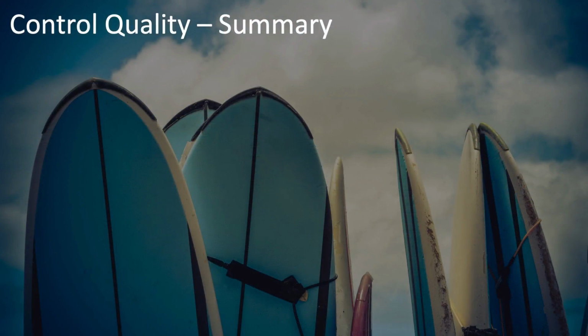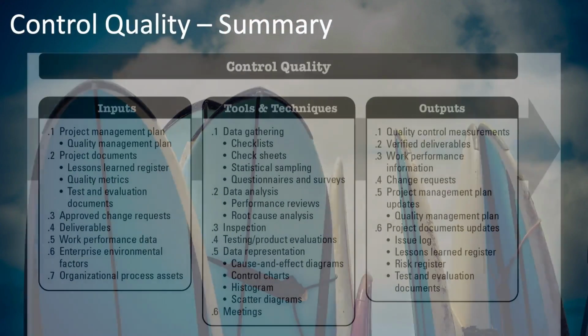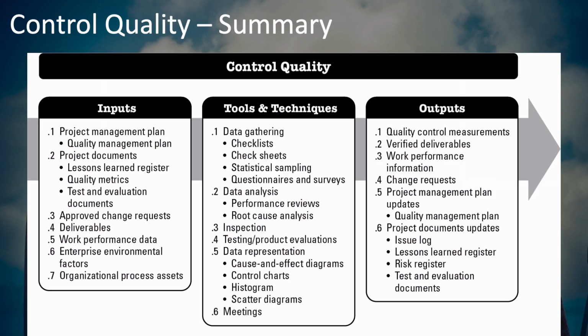The main outputs of the control quality process are the quality control measurements that feed into manage quality, and the verified deliverables and work performance information that then go on to verify scope, which is used to get acceptance from the users. You may also create change requests because of your need to change certain baseline documents, as well as changes to other documents.